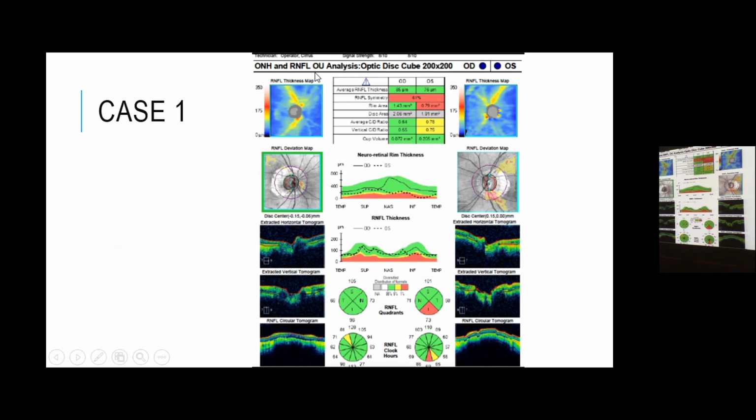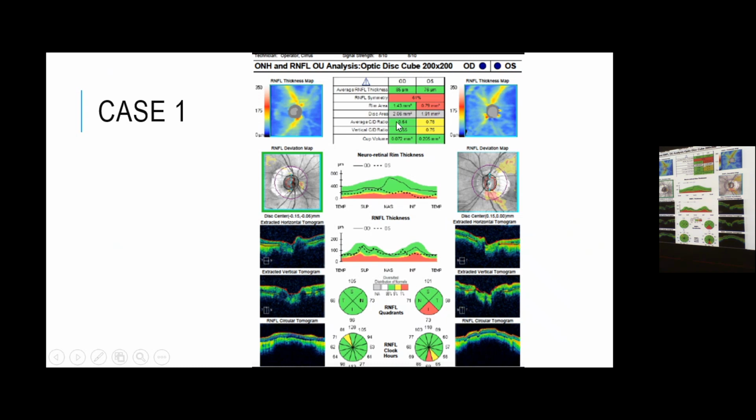So first we need to check the demographics. Everything is fine, and then you need to check the fiber layer thickness. Let's see this one. The superior and inferior are thick, which is normal, and here something is missing. So it's thin here, right? Also the deviation map, you can see here, the red area. It's deviated. This area is abnormal related to the age of the patient. Also the quadrants and clock hours, inferior and inferior temporal.